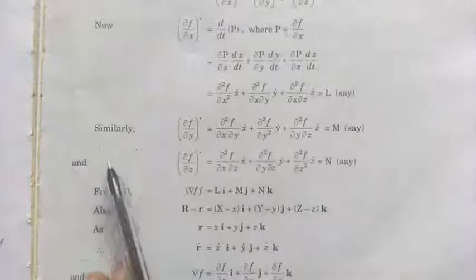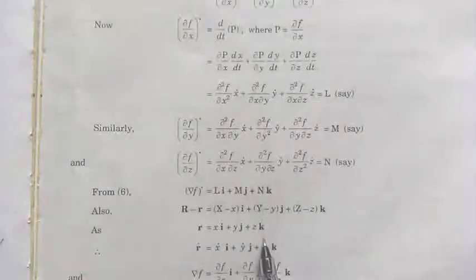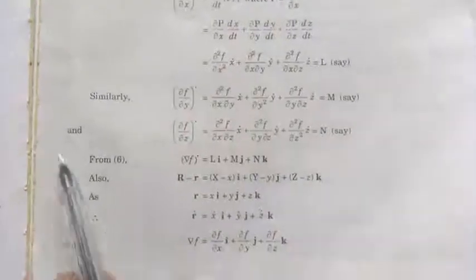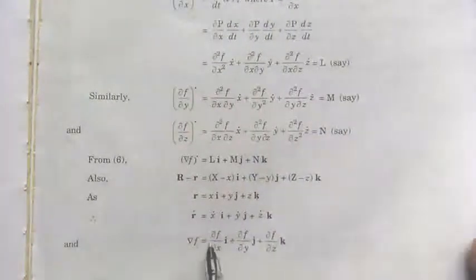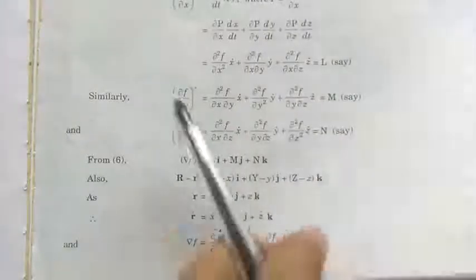Now also the vector R minus r, by substituting the components of R and r, we get this vector equal to (X minus x) i plus (Y minus y) j plus (Z minus z) k. Also the position vector of point P is xi plus yj plus zk. Differentiating with respect to t, r dot is equal to x dot i plus y dot j plus z dot k, and gradient f is i ∂f/∂x plus j ∂f/∂y plus k ∂f/∂z.